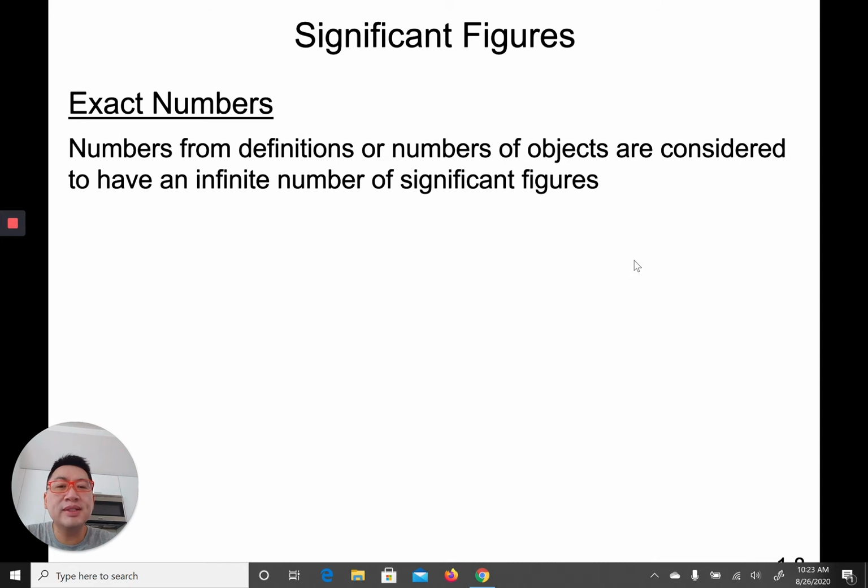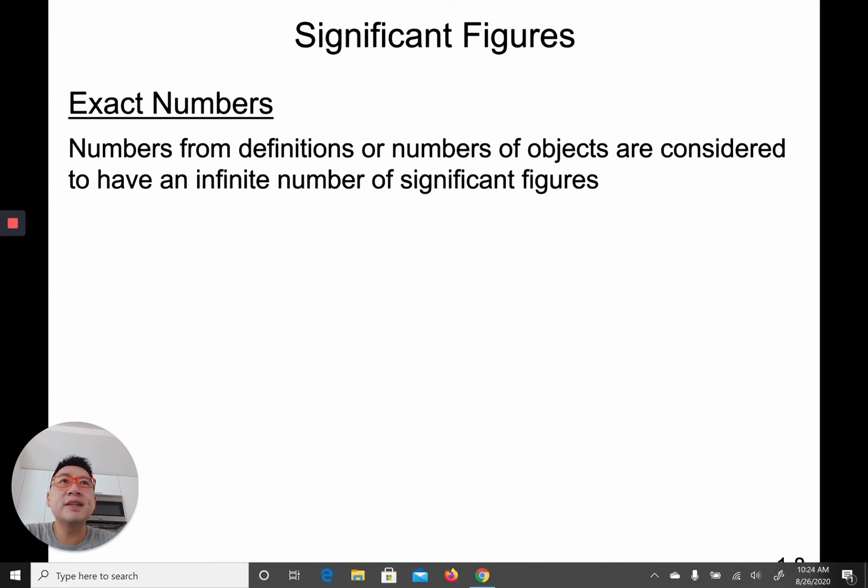We don't write 2.0000000 to infinity or a bar over it, because we just assume that any numbers from numbers of objects are considered to have an infinite number of sig figs. And definitions are also infinite number of sig figs. For example, 1 foot equals 12 inches. That is a definition of a foot. A foot is 12 inches. Or there's 60 seconds in 1 minute. Those are definitions. Those are infinite number of sig figs.